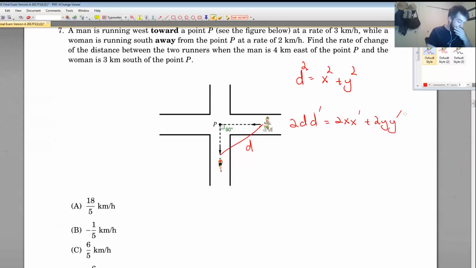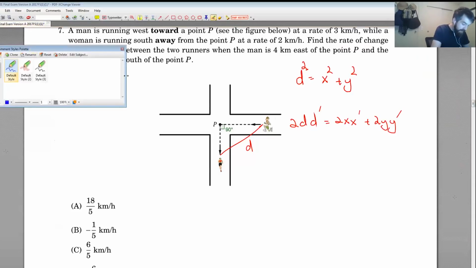So what do I know here, and what am I trying to figure out? Find the rate of change of distance. Okay, so the d prime is the thing that I really want to know. I know the x prime and the y prime. I know the x and the y. Do I know the d? I think I do, or I could figure it out at least. So let me change colors for a moment here.